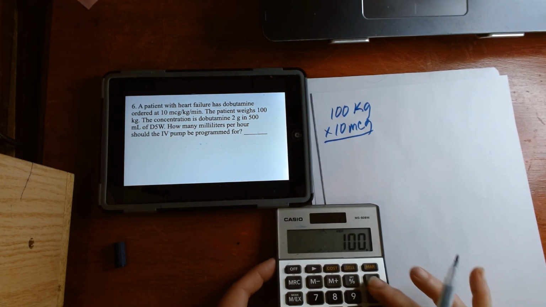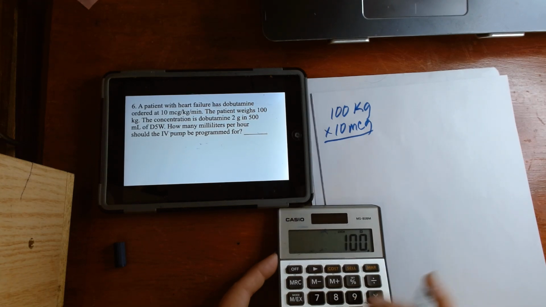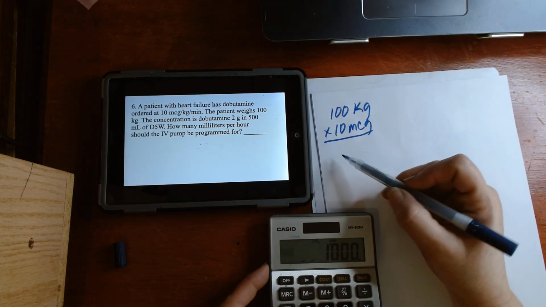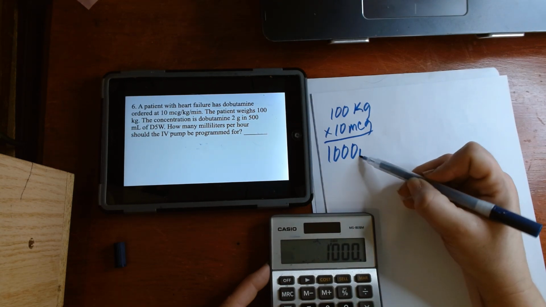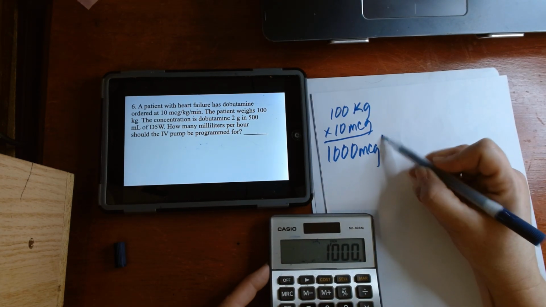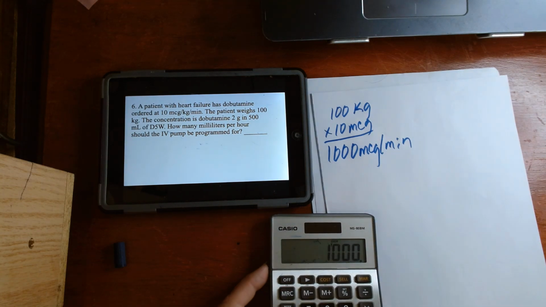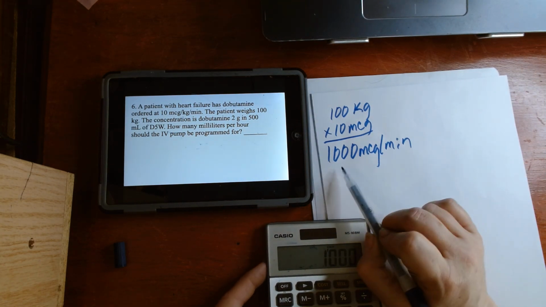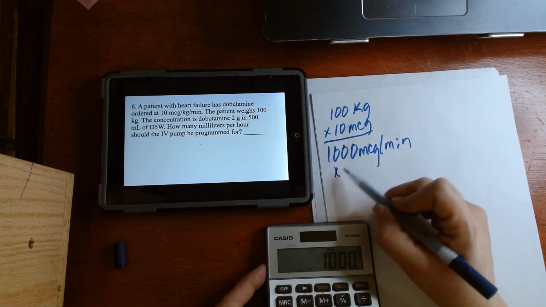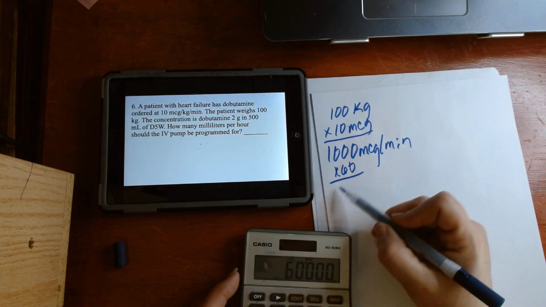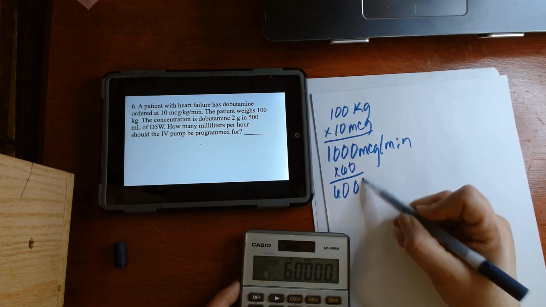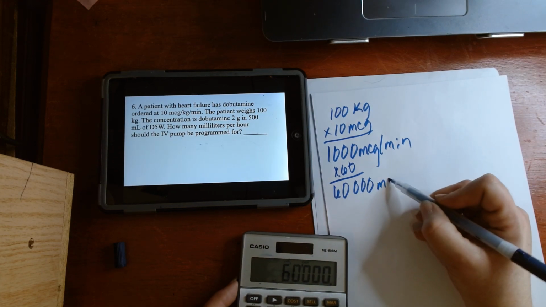100 times 10 equals 1,000 micrograms per minute. Okay, this is per minute, so you know we have to multiply it times 60. Times 60 is going to be 60,000. We're microgram rich.